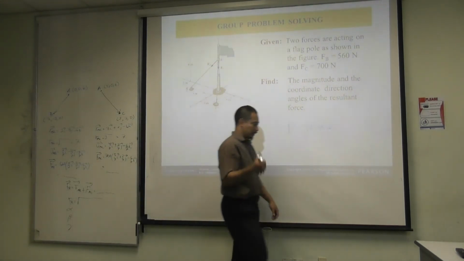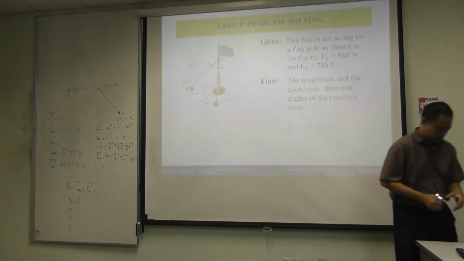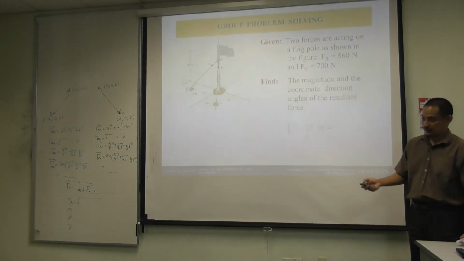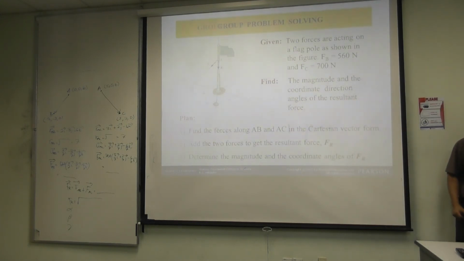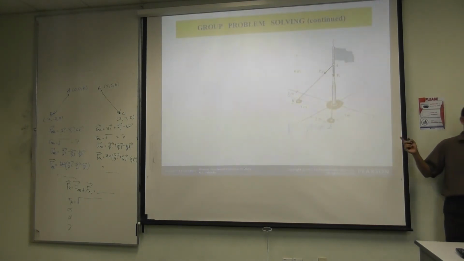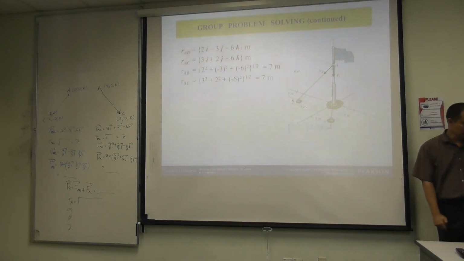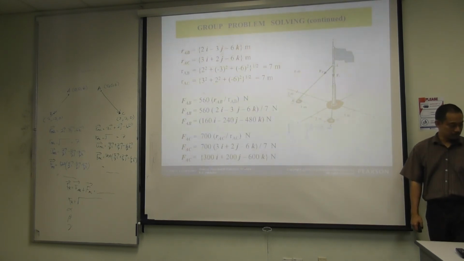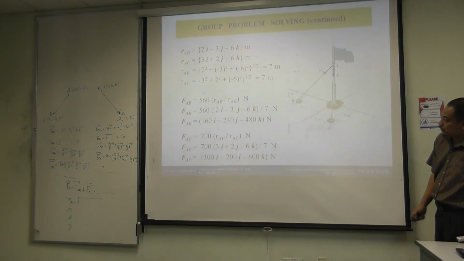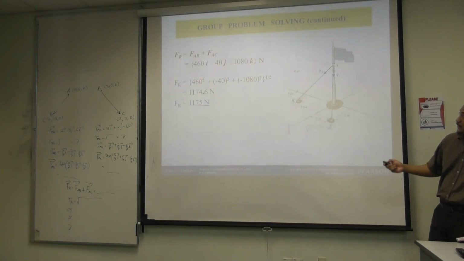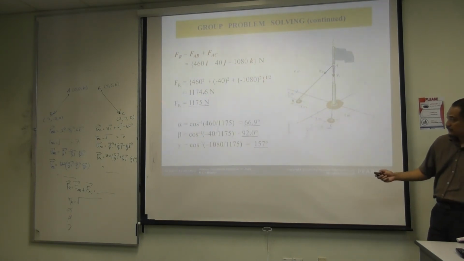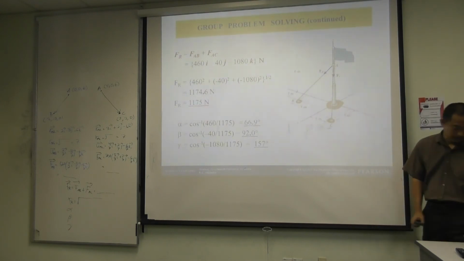Because of the time factor, I normally just focus on the steps. Hopefully you can follow the steps. The values you can verify and calculate yourself, and the slides, I think the slides are already available also, right? Yes. So for FAB you can get this value, for FAC you get that value. Then you can calculate the resultant vector, the magnitude, and then alpha, beta, and gamma.